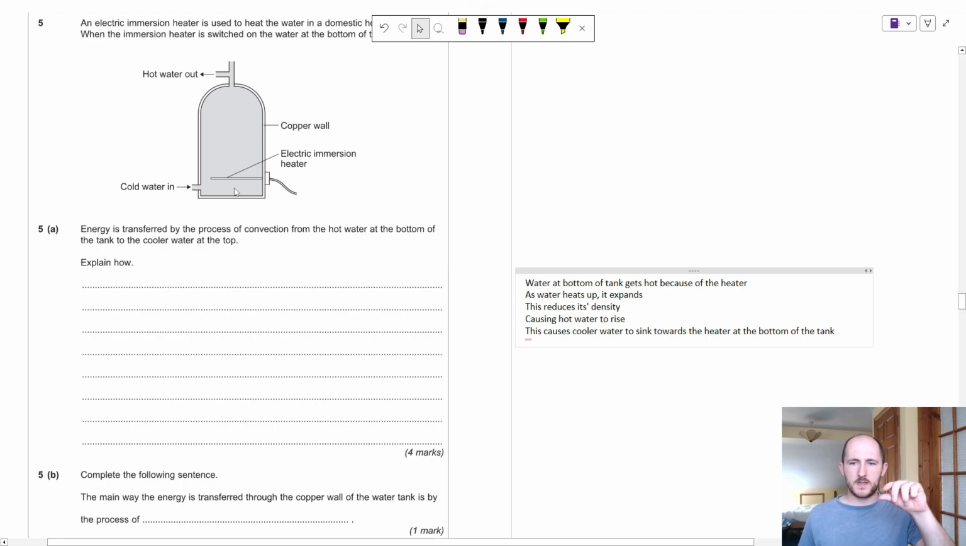So yeah, cold water comes in, it heats up, so it goes up to the top, which kind of forces cold water to go down because it separates into layers. Remember, when you have liquids, they always separate into different densities. So hot stuff will be at the top, cold water will be at the bottom.